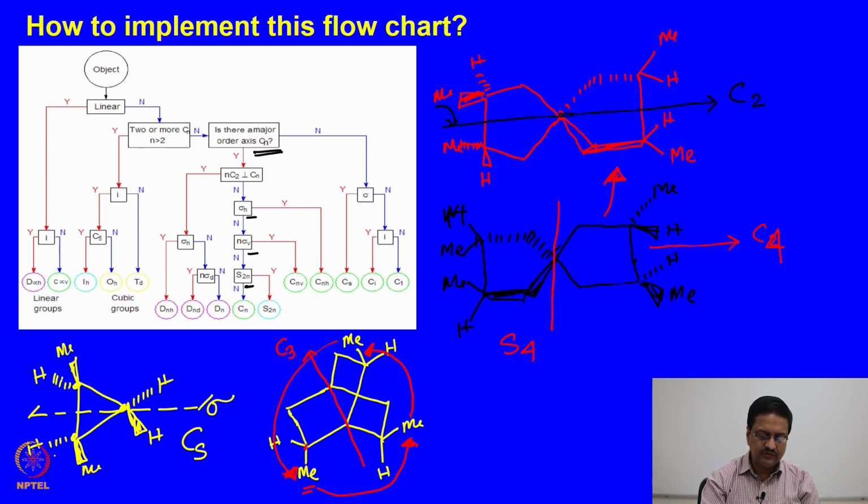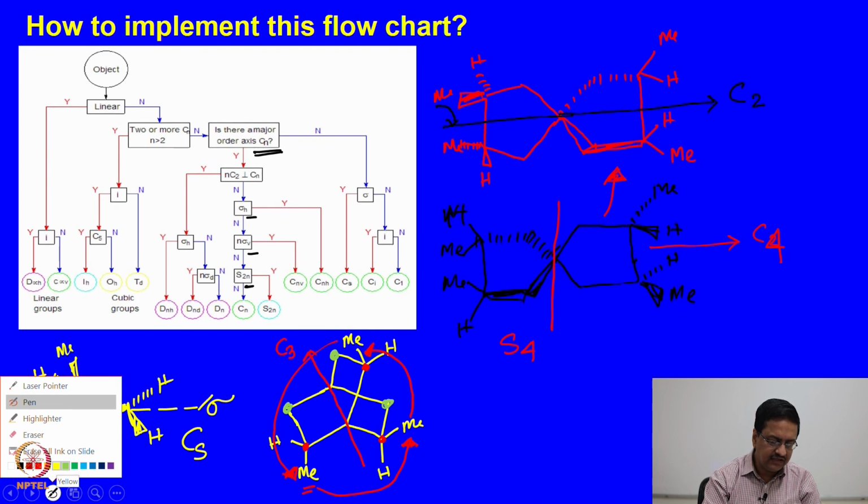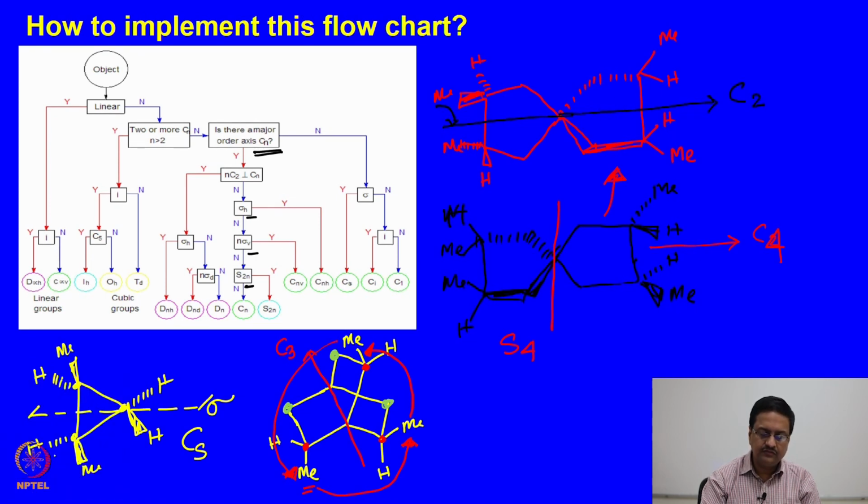So, these 3 carbon atoms are placed at 3 corners of a triangle. Similarly, the other 3 carbon atoms on the other side are placed at the corners of another triangle, and that makes this molecule have a C3 axis. So, the point group of this molecule is nothing but C3.